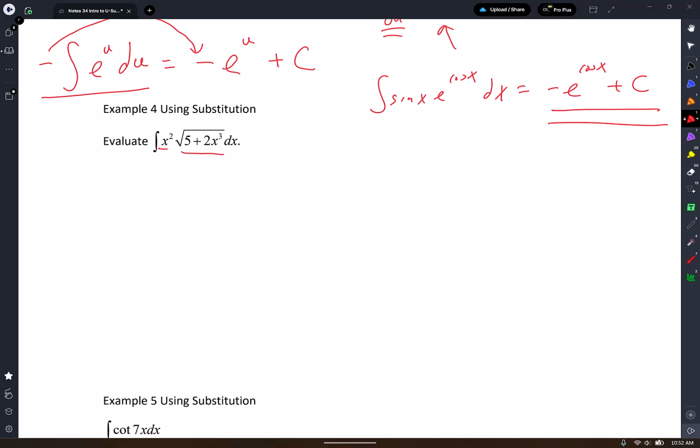I look at it and I see 5 plus 2x cubed, and on the outside, I see an x squared. You recognize every time you take a derivative of a polynomial, the degree goes down by 1. So what am I going to make my u? You're going to make u equal to 5 plus 2x cubed. If I make that my u, when I take a derivative of this, it's going to be 1 degree lower.